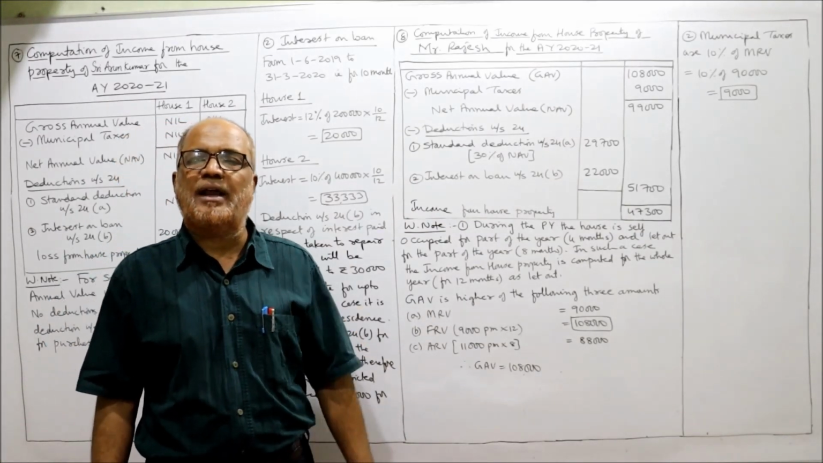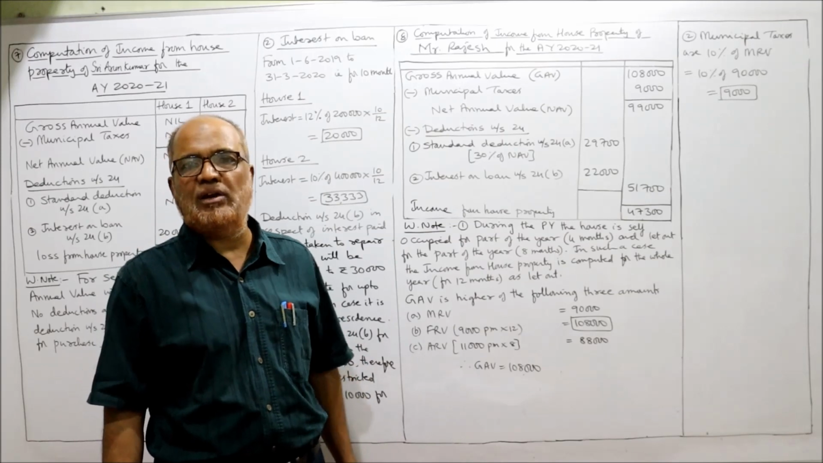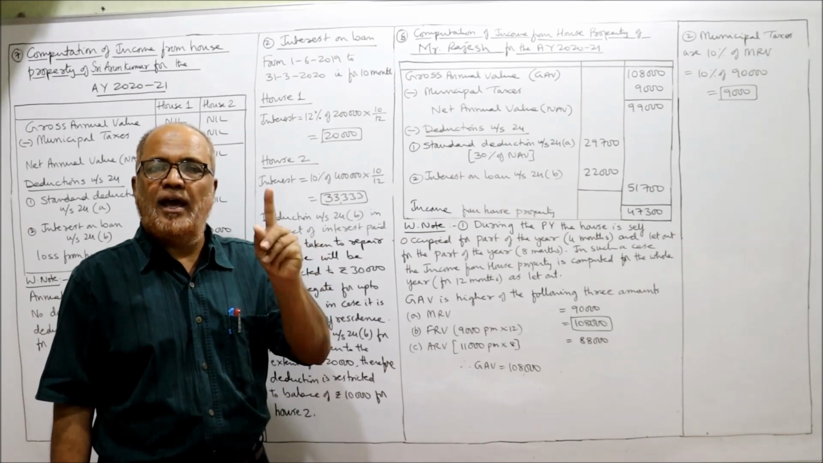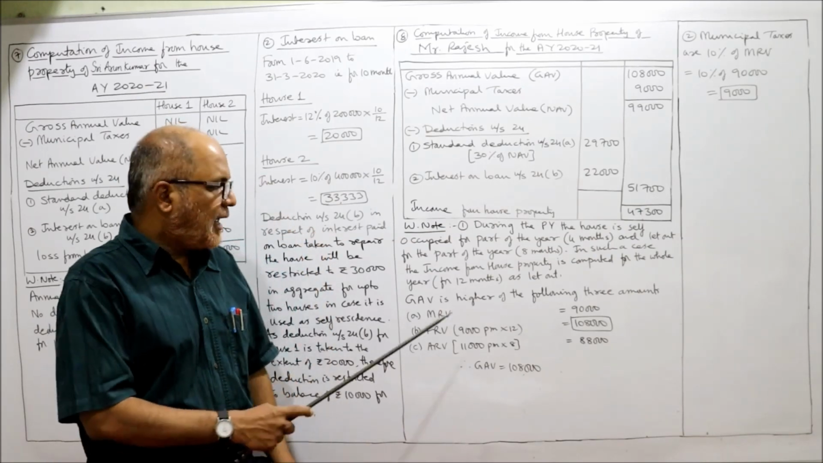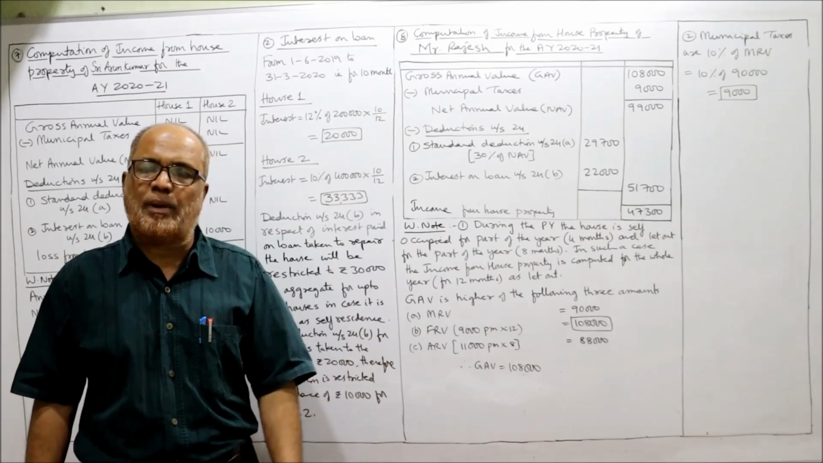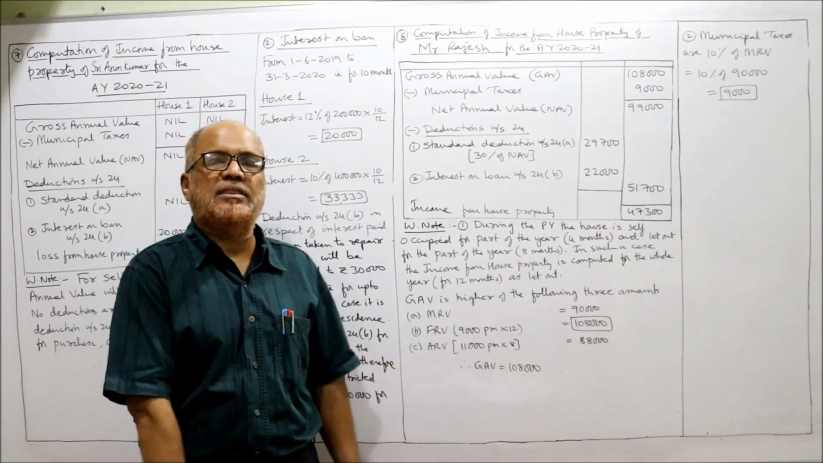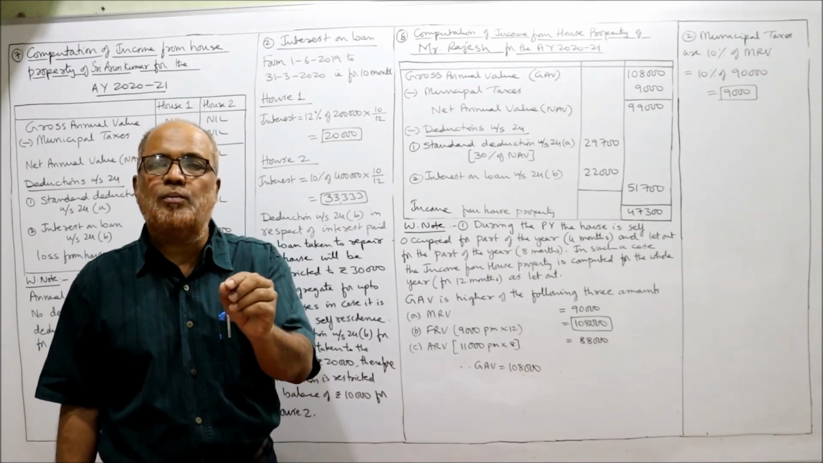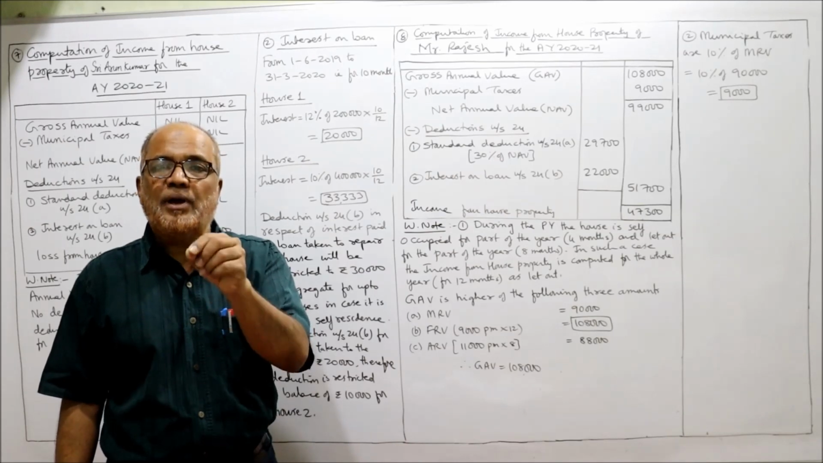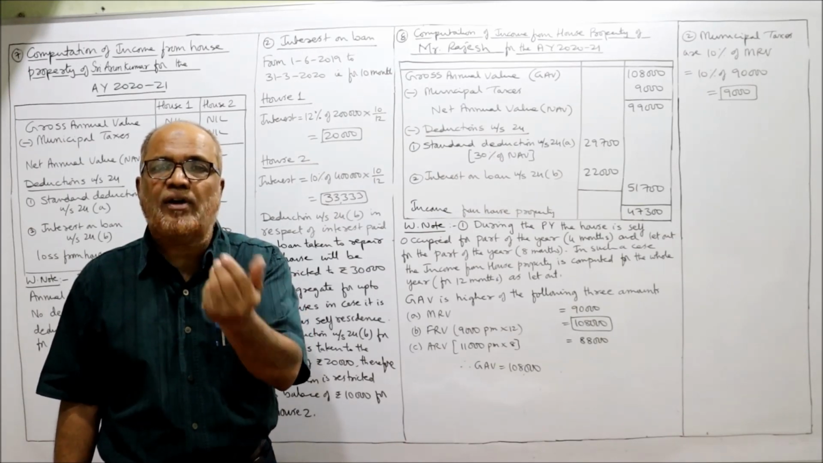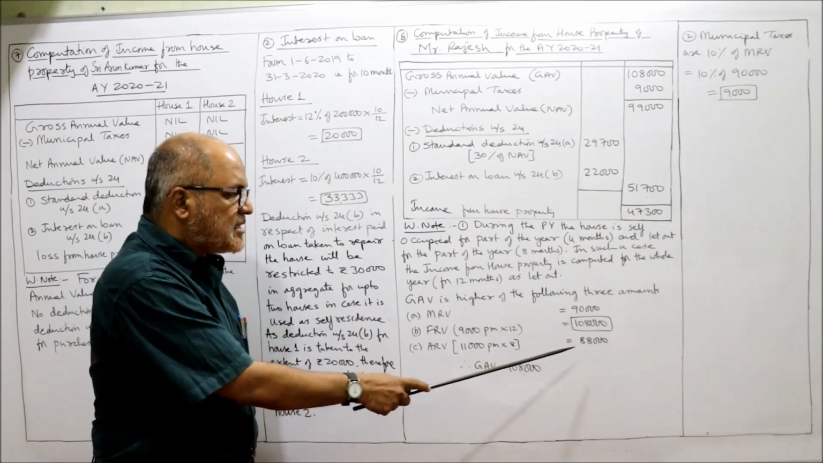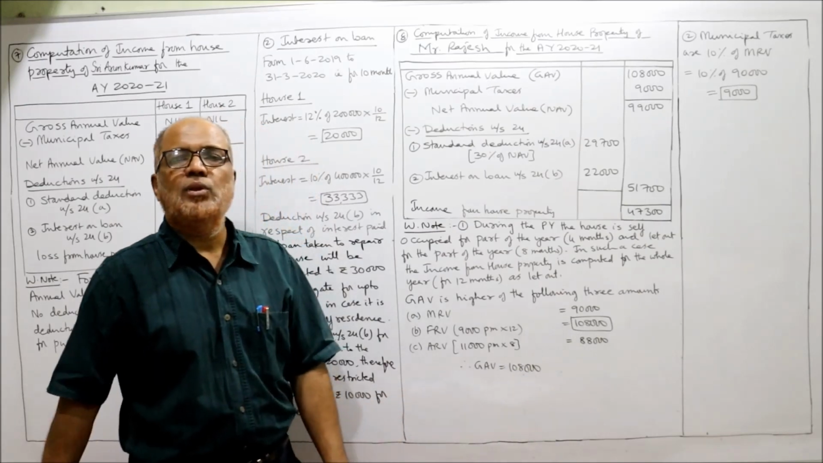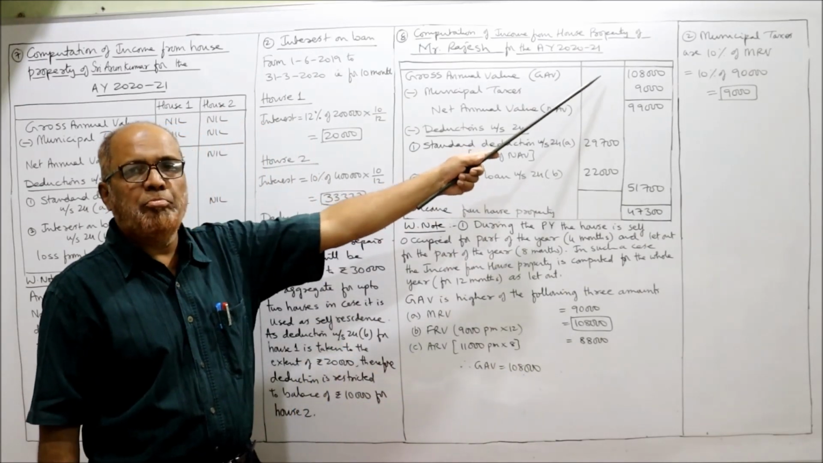This house is not governed by the Rent Control Act because standard rent is not given. So GAV can be calculated by using the higher of the following three: MRV, FRV, ARV. MRV, municipal rental value, 90,000 given in the problem. Fair rental value 9,000 per month into 12, 1,08,000. And ARV, actual rent 11,000 rupees per month for 8 months, because he is getting the rent only for 8 months. The actual rent received is 88,000. Now, the higher of these three amounts is 1,08,000. So GAV is 1,08,000.